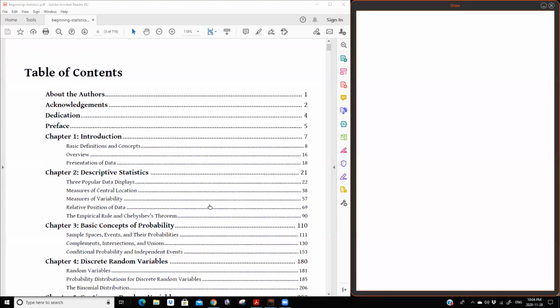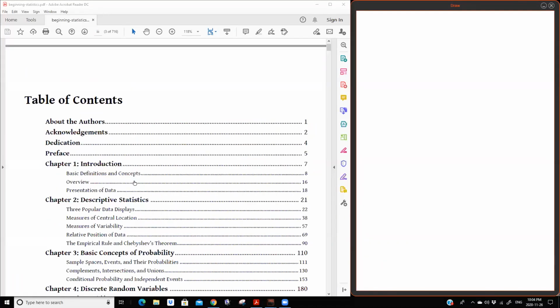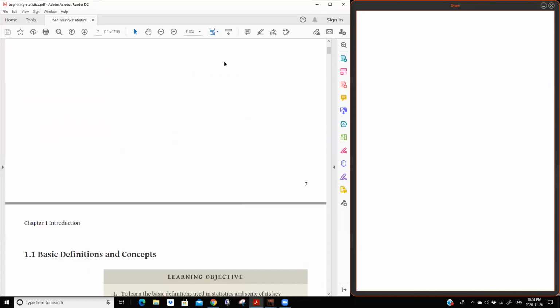So let's just, today I would try to go past the introduction and descriptive statistics. I will try to cover as much as possible. It will be a review for you, so I may go through that very quickly. And hopefully I will reach the empirical rule and the Chebyshev's theorem. Let's do it.